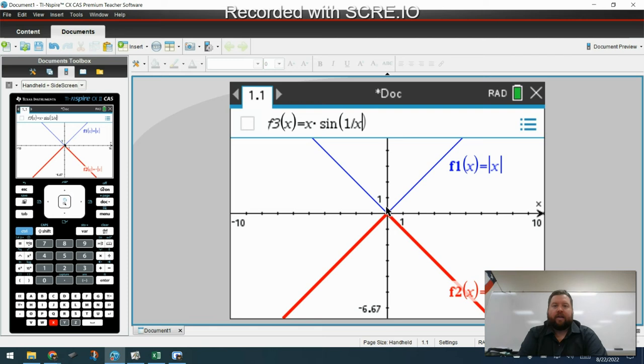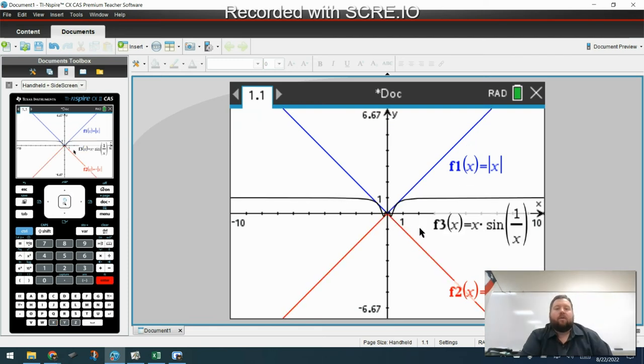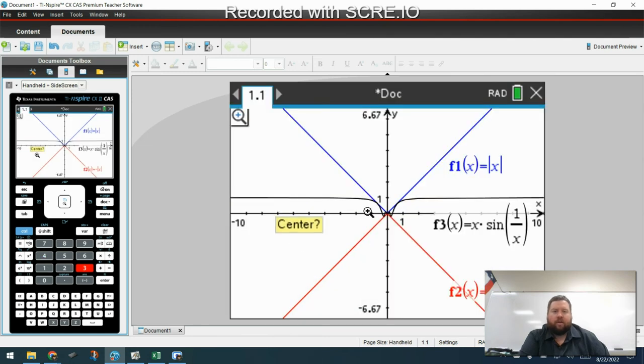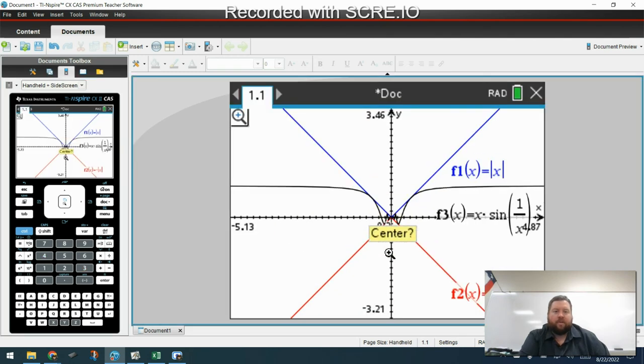All right, so 1 over x in there. It really doesn't look too bad. You can see how this function does look to be in between those two. I'm going to show you, though, that if we zoom in here, there's something crazy happening. So menu, window zoom, zoom in. I'm just going to zoom in right here on 0, 0.